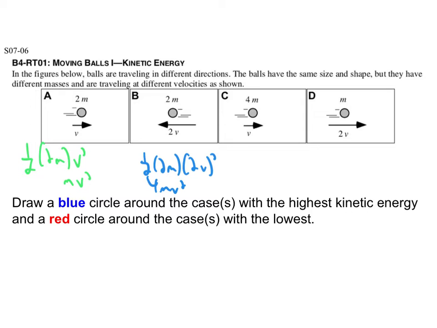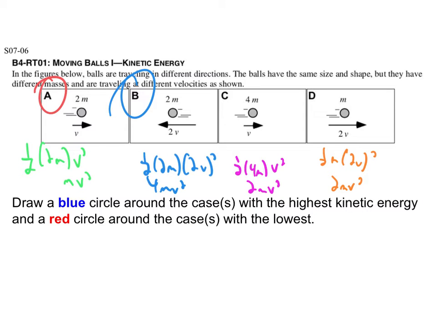And then here we have 1/2 times 4m times v squared, which is 2mv squared. And then finally, we have a half times m times 2v quantity squared, which is also 2mv squared. So our largest is b, and our least is a. And we can in fact say that a is less than c, and we find that c is the same as d, which is less than b.